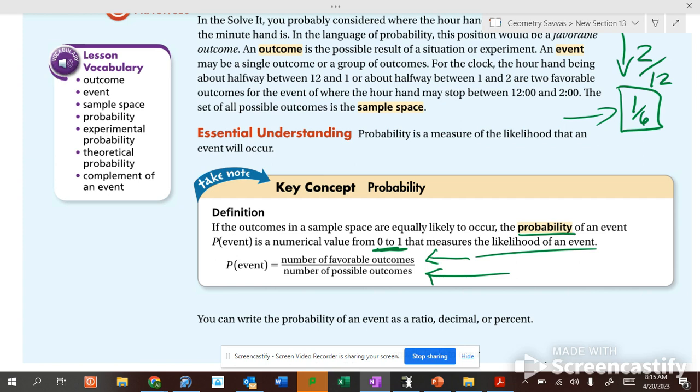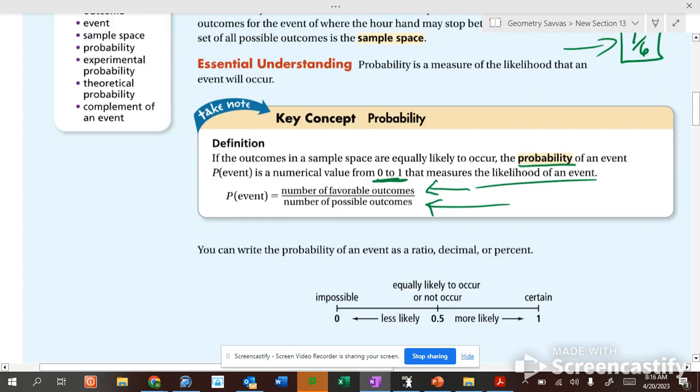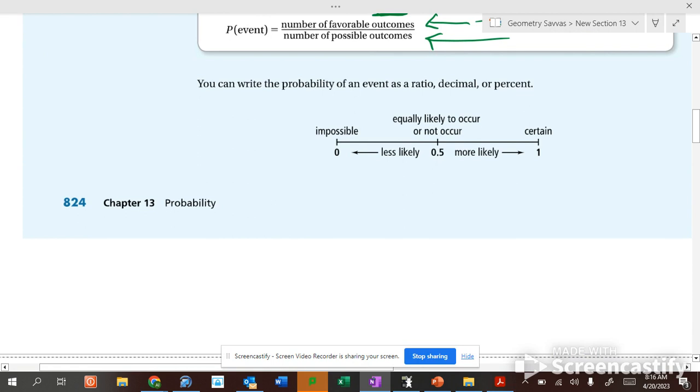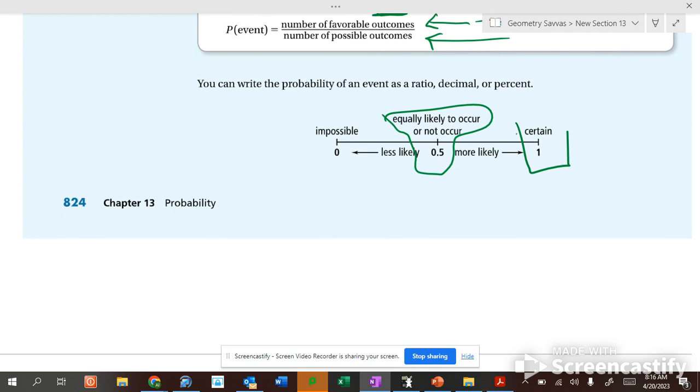So if I have 2 to 1 odds that it's going to be cold tomorrow, okay, then I've got 2 out of 3 chances that it's going to be cold, okay? So my probability would be 2 out of 3. My odds are 2 to 1. They're two separate things, okay? All right. So if things are equally likely to occur or not occur, you have a 50% chance of it happening. So your probability is 50% or 0.5. If it's going to happen, okay, it's 100%. It's not going to happen, it's 0%.